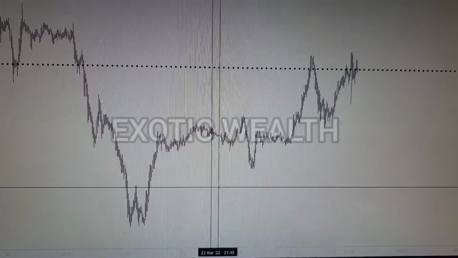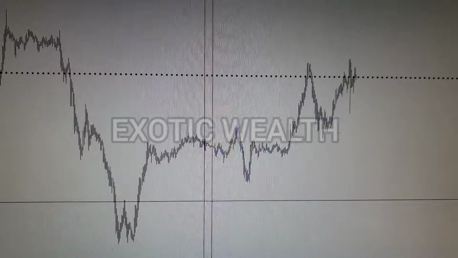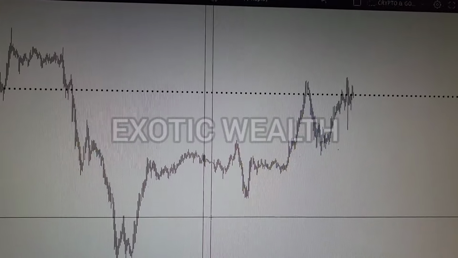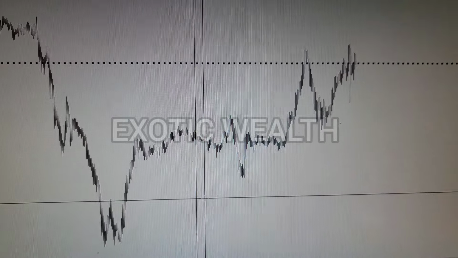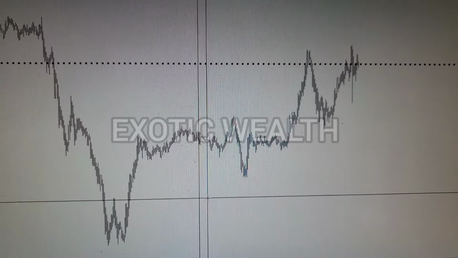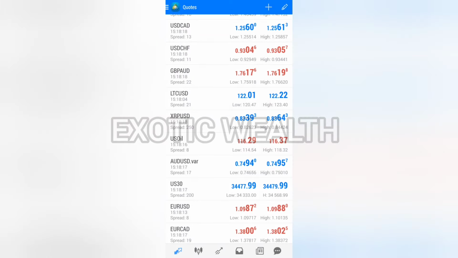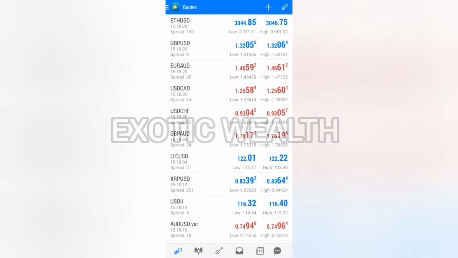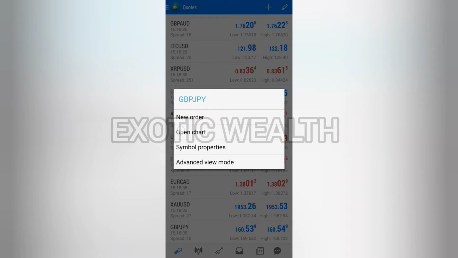Okay, so now I'm looking at GBP JPY. I assume GBP JPY is going to continue in the upwards direction. So what I'm going to do is place a buy inside of my demo account. Let's go. I'm inside of my demo account, as you see, demo. And what I want to show you is GBP JPY, okay? All right, I have GBP JPY up.